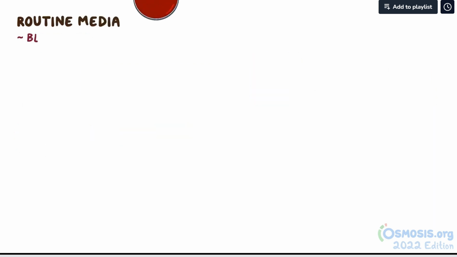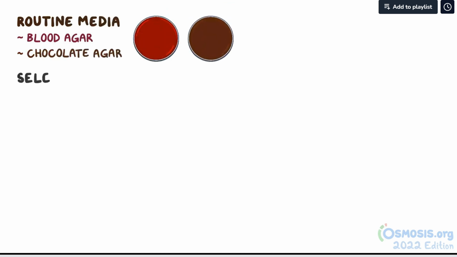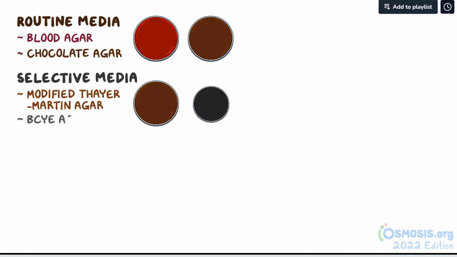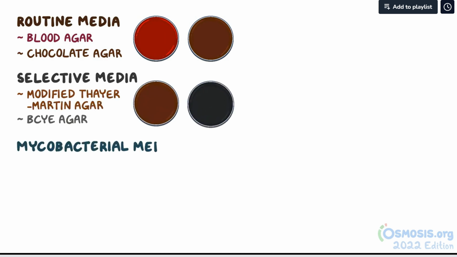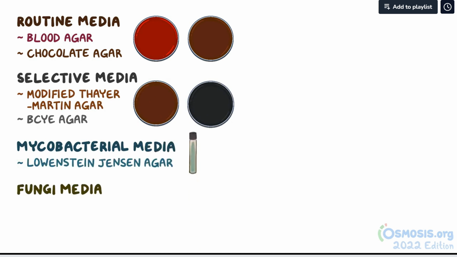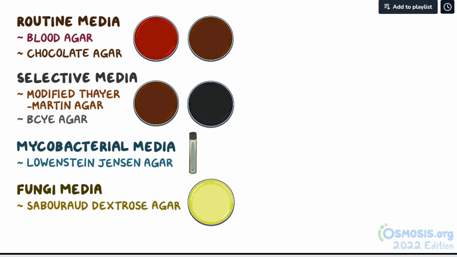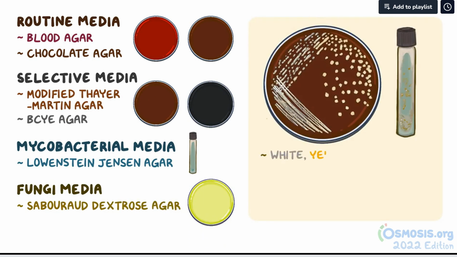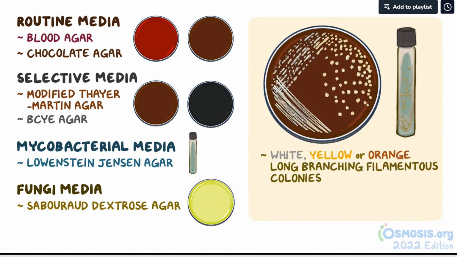Finally, Nocardia species grow on routine media, like blood agar or chocolate agar, on selective media, such as modified Thayer-Martin agar or BCYE agar, on mycobacterial media, like Lowenstein-Jensen agar, and on fungi media, like Sabouraud-dextrose agar. Nocardia forms white, yellow, or orange long branching filamentous colonies with a powdered aspect, which usually takes 3 to 5 days to grow, but sometimes it may take as long as 2 to 3 weeks.